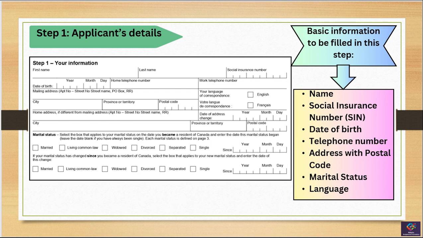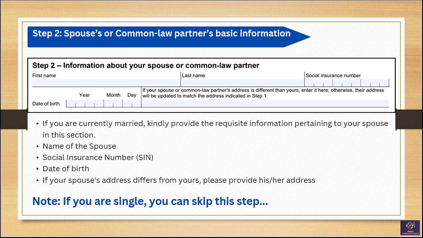In case both addresses are the same, just fill up the mailing address part and leave the home address fields blank. For married couples with no children yet, update your marital status as on the date you became a resident of Canada and accordingly select the relevant checkbox and specify the corresponding date. After becoming a resident of Canada, in case there is any change in your marital status, like newly married, remarried, divorced, separated, or widowed, you can select the appropriate checkbox in the second line and fill in the date of change.